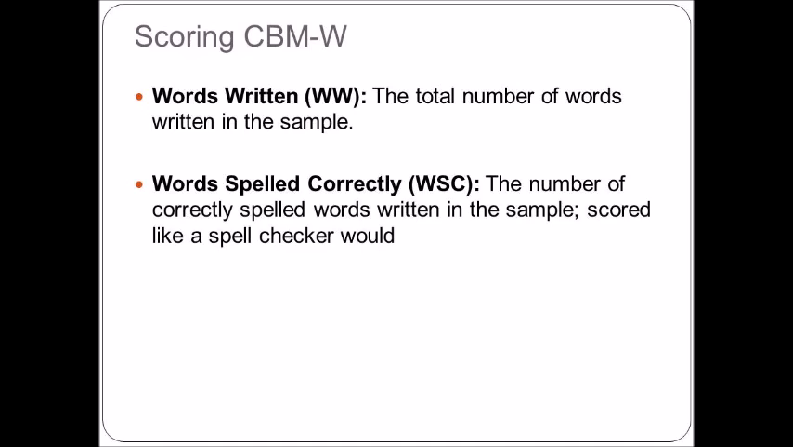Words written is the total number of words written in the sample. A word is any sequence of two or more letters separated from another sequence of two or more letters by a space. For words spelled correctly, any correctly spelled English word is counted as correct, even if a word is used incorrectly in the sentence, like a homonym. If the word itself is spelled correctly, like it would be in the dictionary, it is scored as a word spelled correctly. The incorrect usage in the context of the sentence will be accounted for when we score word sequences.